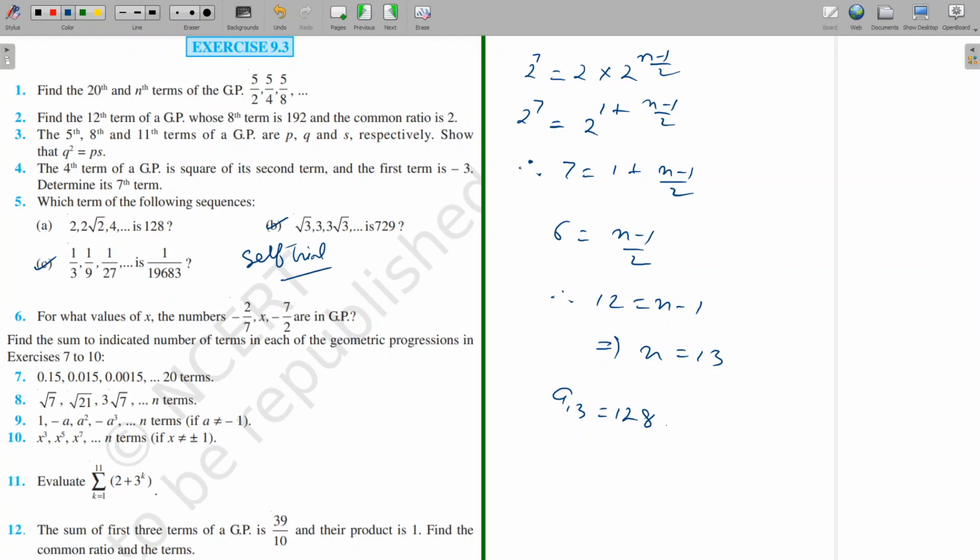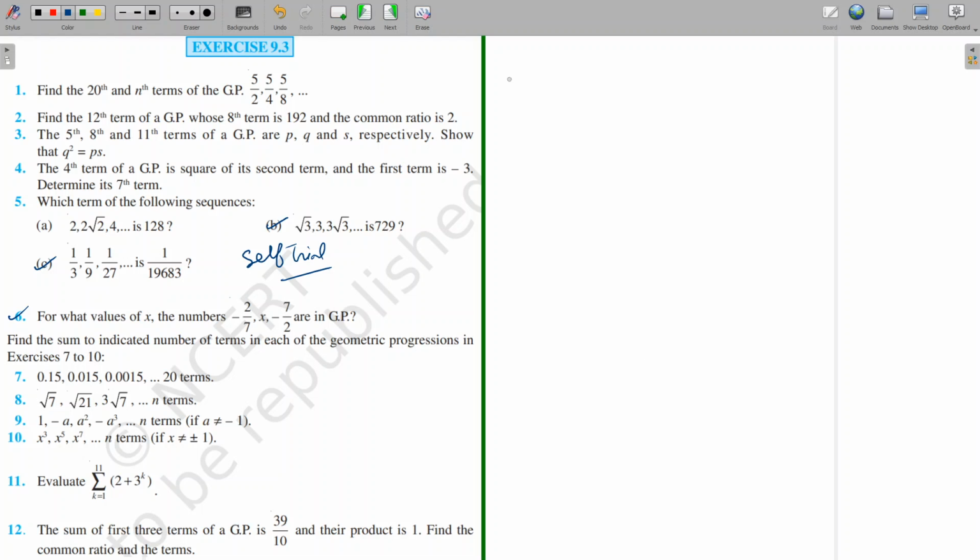Now let us go to question number 6, part 1. It says: for what value of x are the numbers minus 2 by 7, x, minus 7 by 2 in GP. Let us solve question number 6, part 1. So solution 6. We know that if there are three numbers, say A, B, C. So let us write down the result.